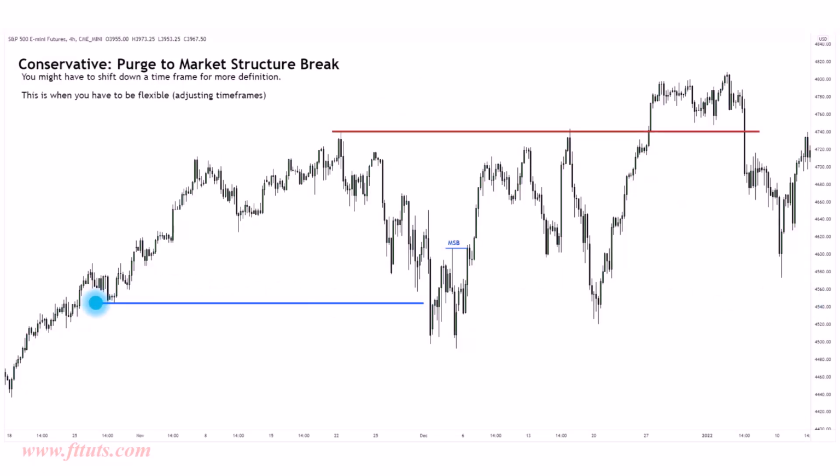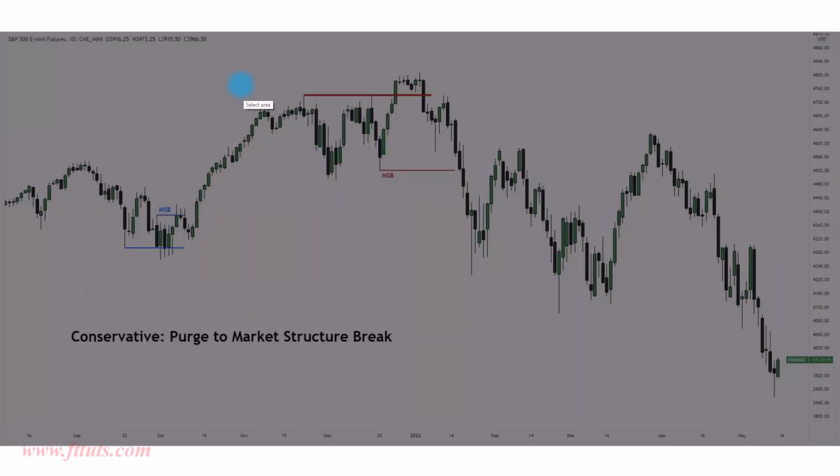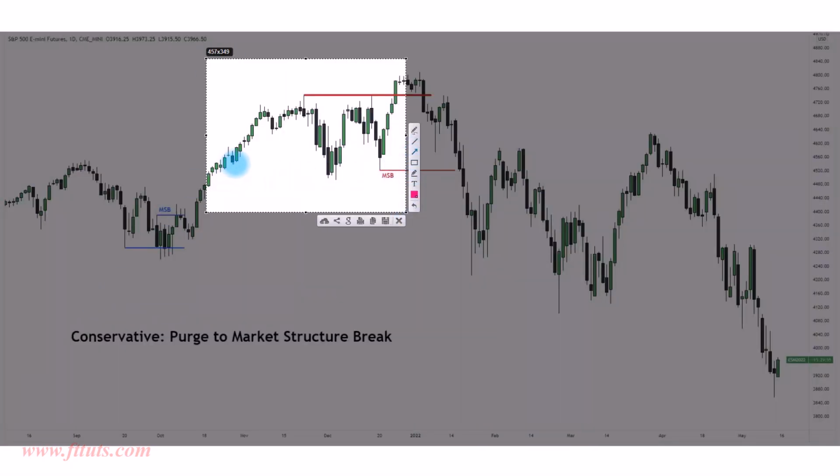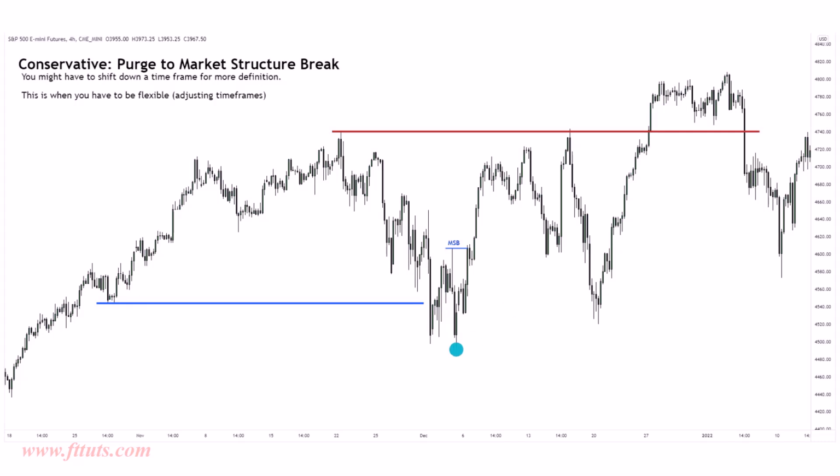So here, for instance, was this low right here, but we don't see a high we can consider as a market structure break here. There's no highs here we can consider. So this is when we shift down a time frame into the 4 hour for more definition, and that's what I did here. I shifted down, and you can see since we went down a time frame, we can see more swing highs and more swing lows. So when price did take out that low, we can see that's a clean market structure break.